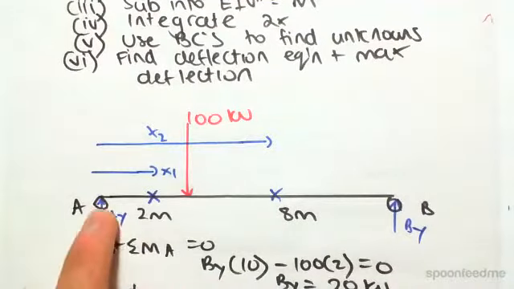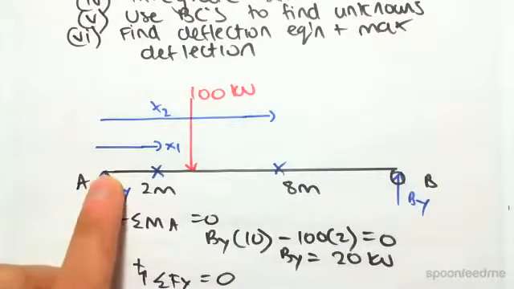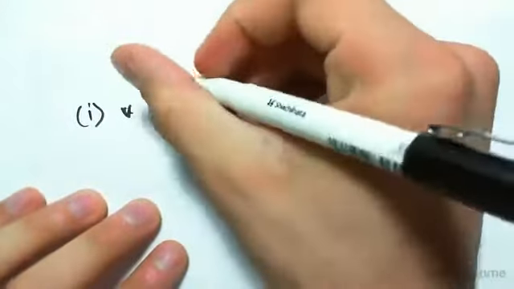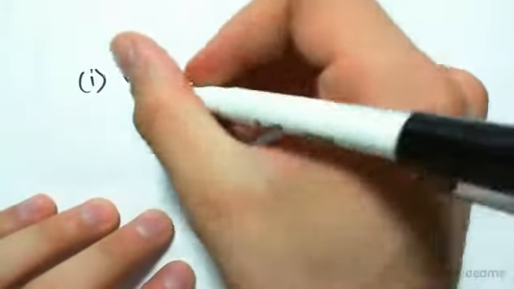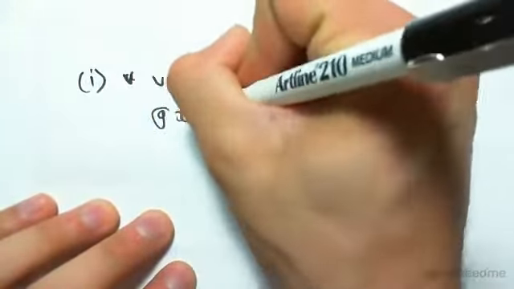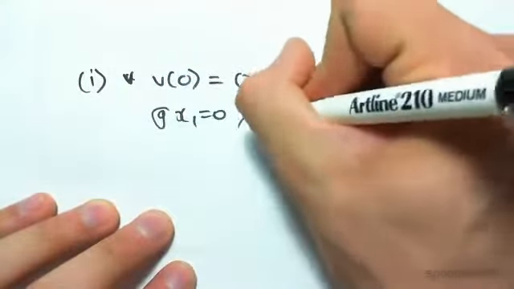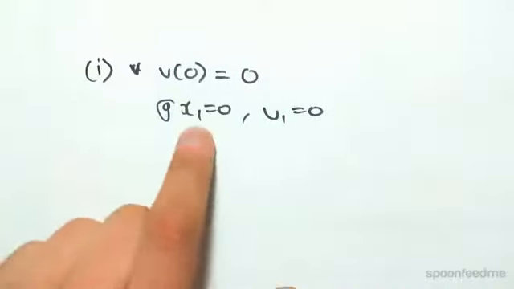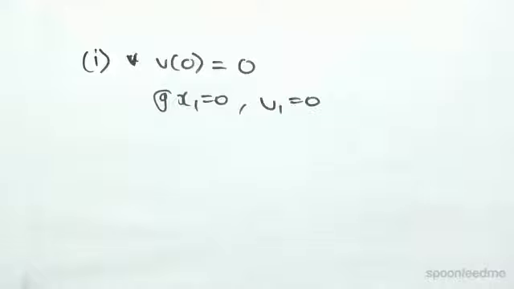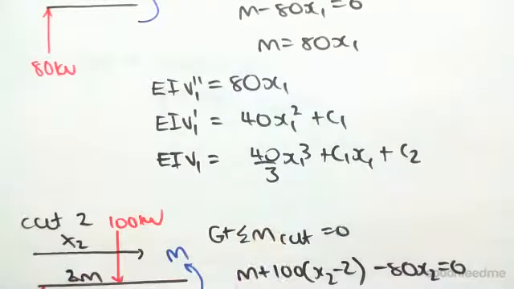So the first boundary condition is at x equals 0, we have 0 displacement because of that pin joint there. So boundary condition number 1, at v of 0, so x equals 0, we have 0 displacement. I'm going to rewrite that as at x equals 0, v1 equals 0. So at x1 equals 0, v1 equals 0. It's important just to have that notation there to know which formulas we're going to be dealing with. So, for that case, we would be using this formula here, EIV1, so on and so forth.